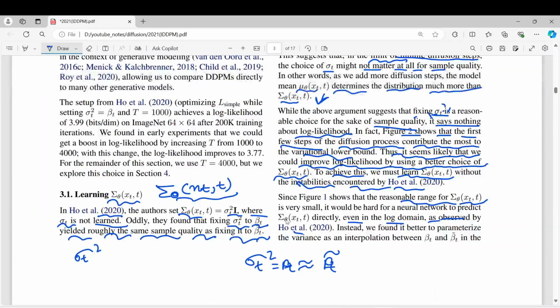We found it better to parameterize the variance as an interpolation of beta t and beta tilde in the log domain. So they are saying that if we parameterize the variance with a combination of both quantities, we can actually get better variances rather than just using the beta tilde.